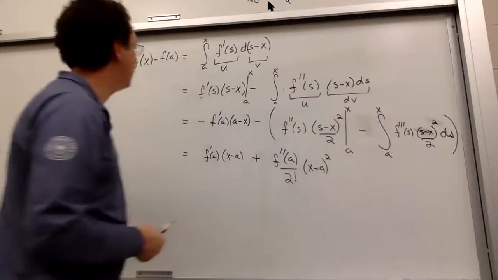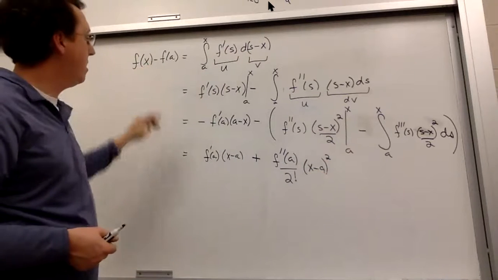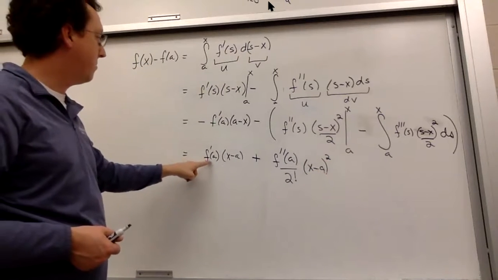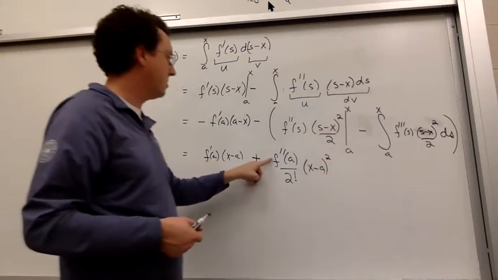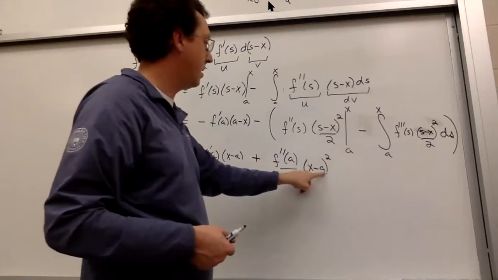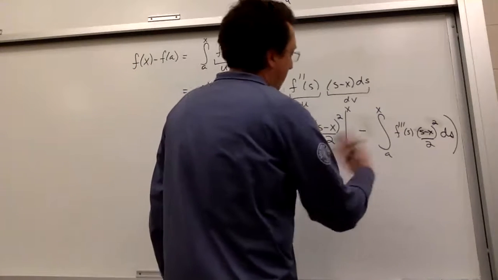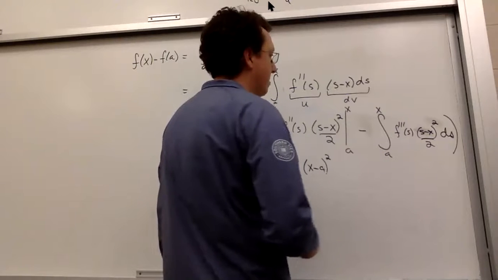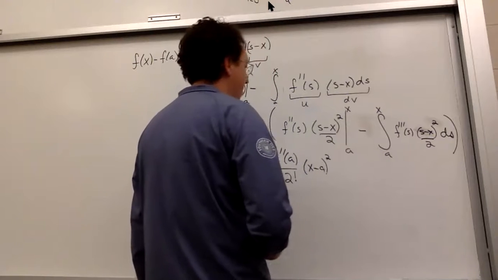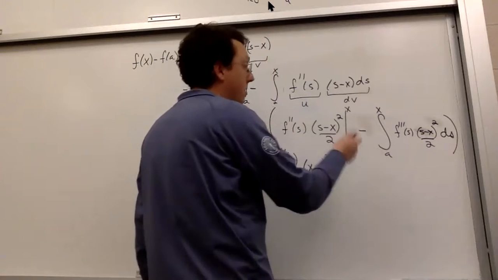Okay, so look what happened. The difference in the function can be written as the first derivative times a linear thing, plus the second derivative times a quadratic thing. We can keep going. I'm kind of running out of steam already. I thought I had one more round in me, but I don't. So you just keep turning the crank, really.